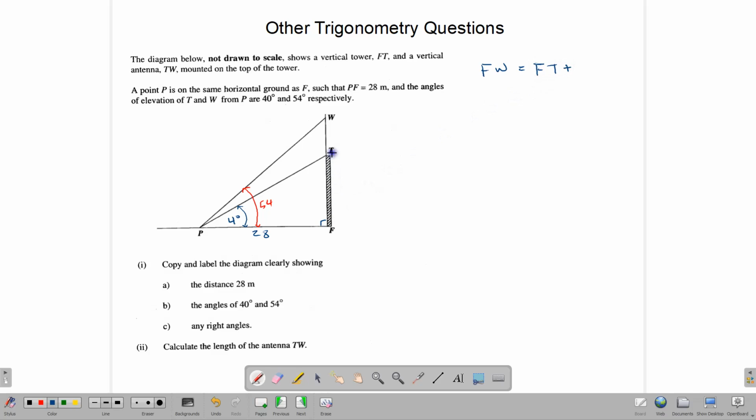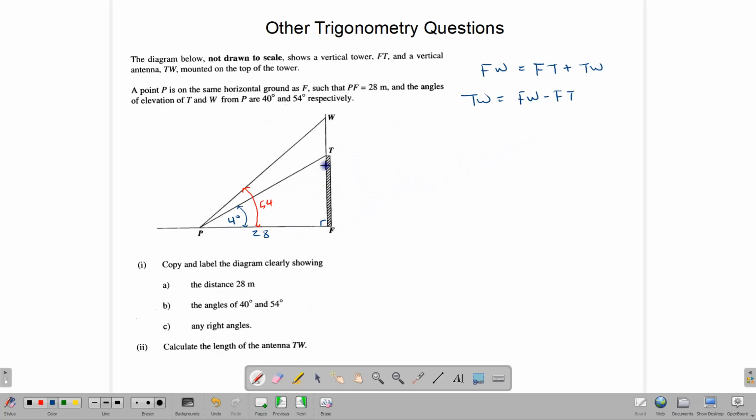When you add FT to TW, you get the complete line FW. So if we want to find TW, by just rearranging this equation, TW would be equal to FW minus FT. FW minus FT would give us TW. And so what we need to do now is to separate our triangles and do our calculations.